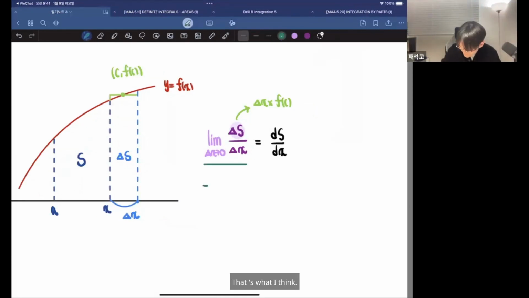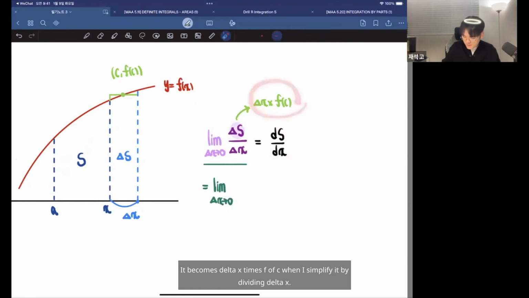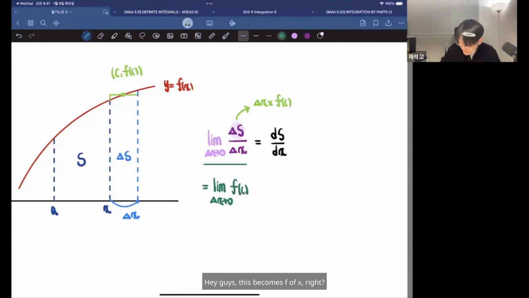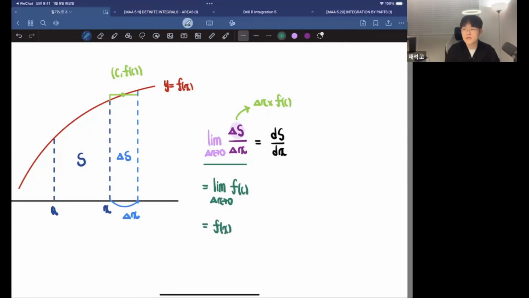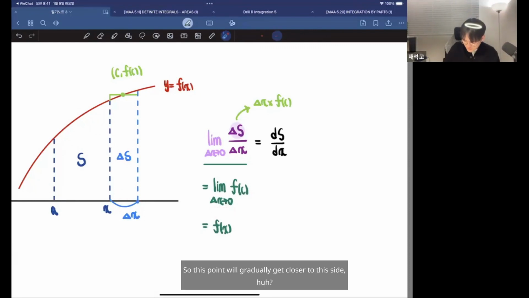That's what I think. When the limit of delta x approaches 0, I thought of it as the area of a rectangle. It becomes delta x times f of c when I simplify it by dividing by delta x. Hey guys, this becomes f of x, right? I tried explaining it with a picture. So dx means the current interval, but dx approaches 0, so this point will gradually get closer to this side.